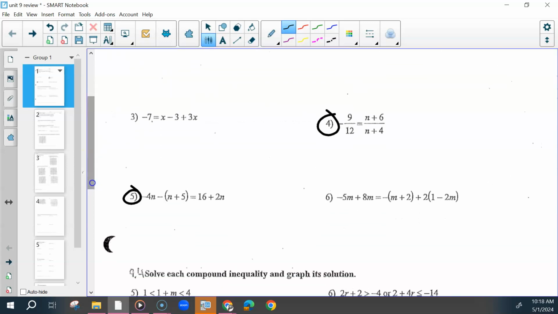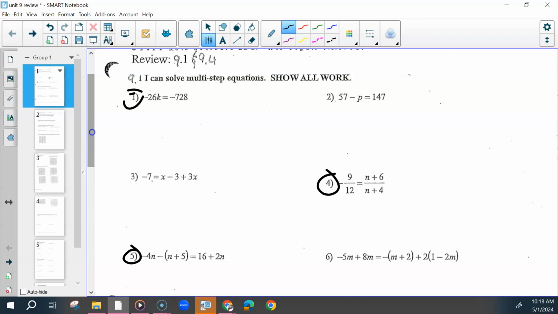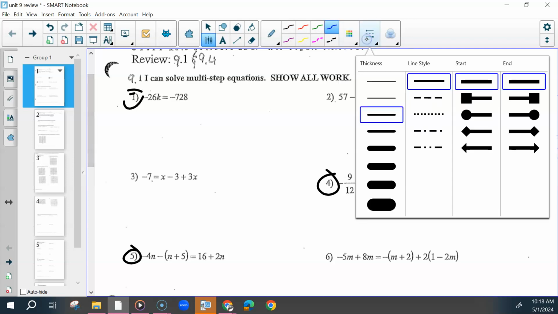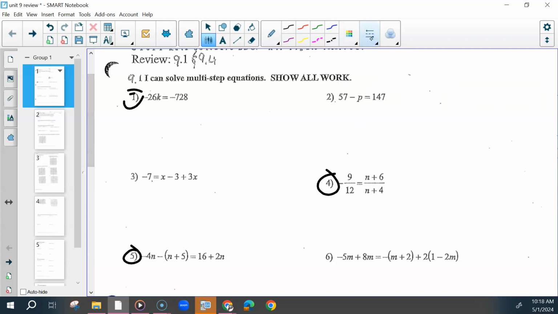Number one. In number one, we're trying to get k by itself, so we would divide both sides by negative 26. Go get a calculator. So k equals 28. Make sure you have your k equals. Don't just put 28.